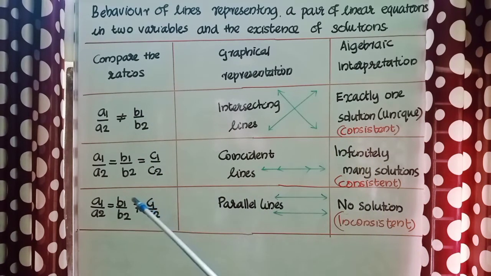Third condition is a1 by a2 equal to b1 by b2 not equal to c1 by c2. In this case, parallel lines. That means the lines are not intersecting at any points. Since they are not intersecting at any points, we can say there is no solution. That means the pair of linear equations is inconsistent.